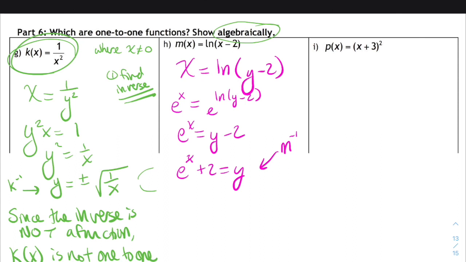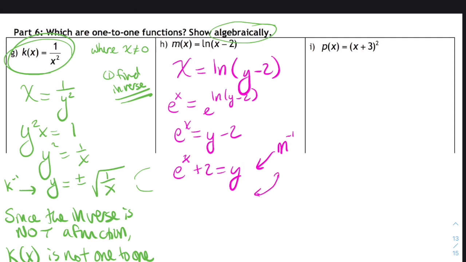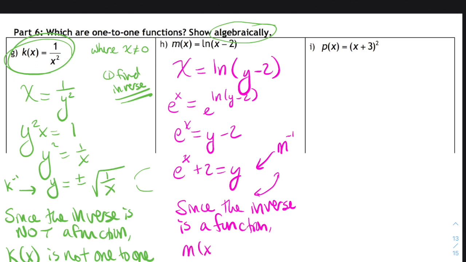So we want to know, is this a function? If you were to graph this, it's just an exponential, right? An exponential curve certainly is a function. So we would say, since the inverse is a function, m of x, this original, again, we're always talking about that original, m of x is 1 to 1.